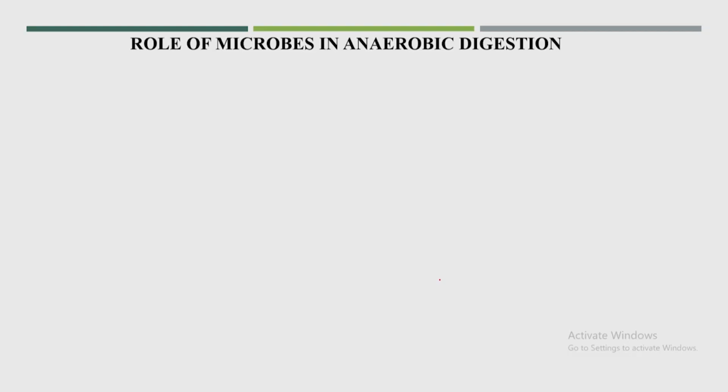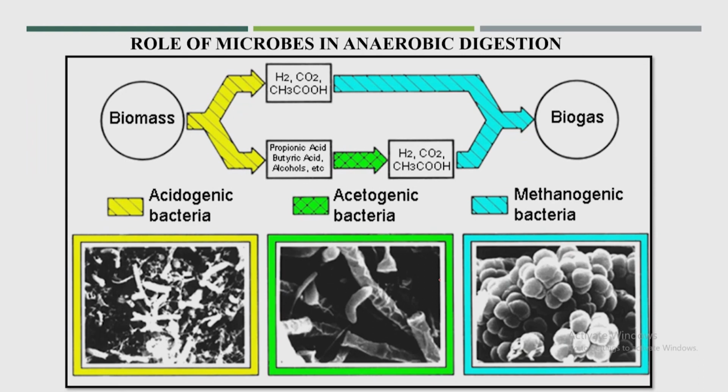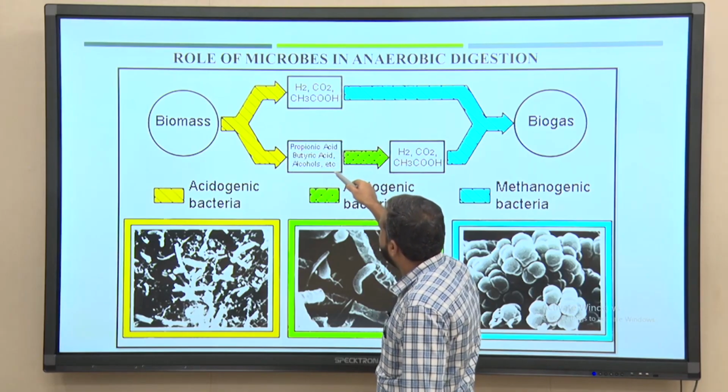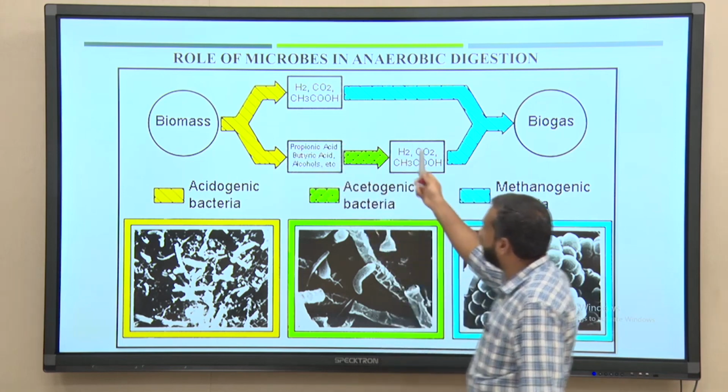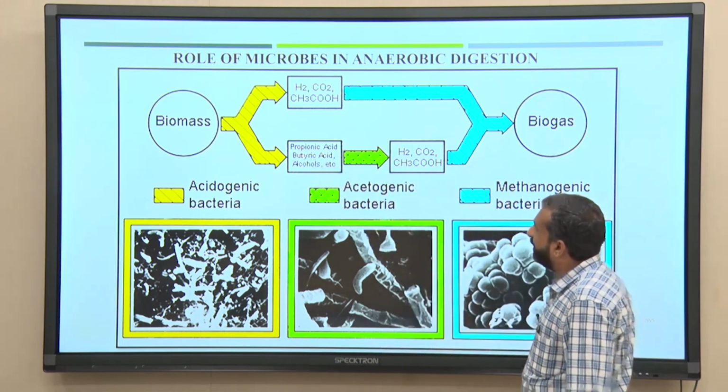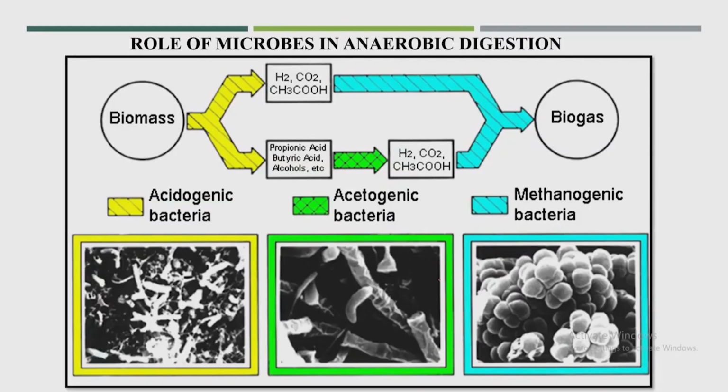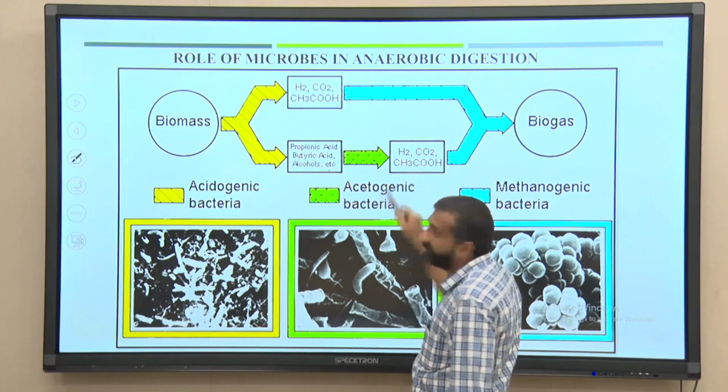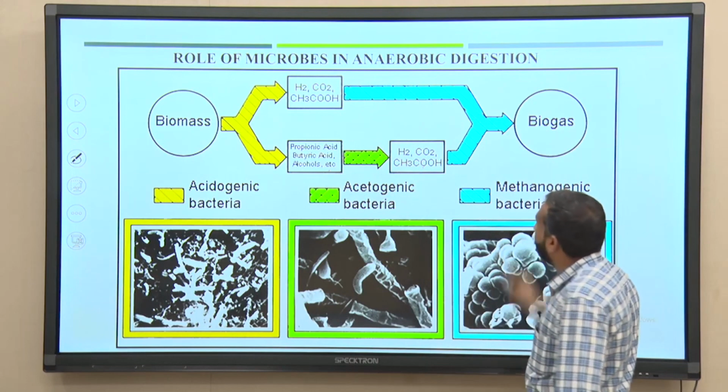So, what is the role of microbes in the anaerobic digestion process? Here I made one particular flow of the degradation process. Biomass, after the hydrolysis process, will produce fatty acids, like propionic acid, butyric acid or other acids, and parallelly acetic acid will also be produced. Then the propionic acid or butyric acid will again convert into acetic acid, and finally biogas will be produced.